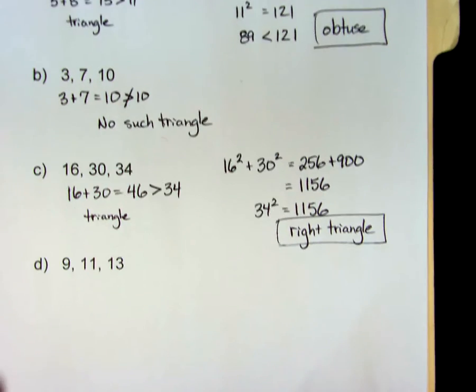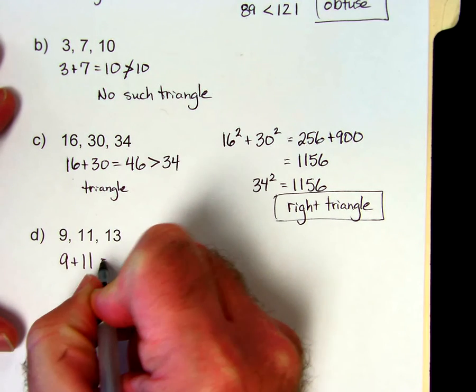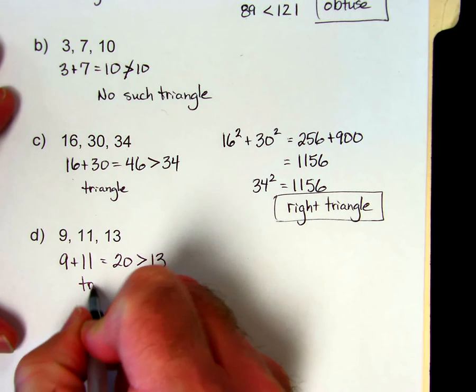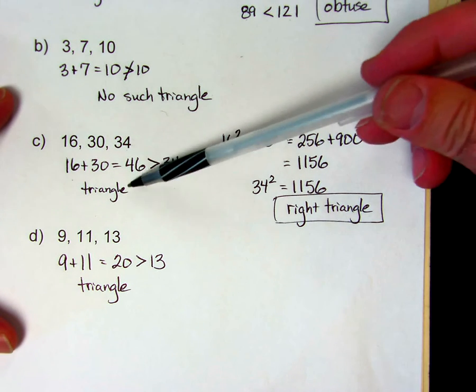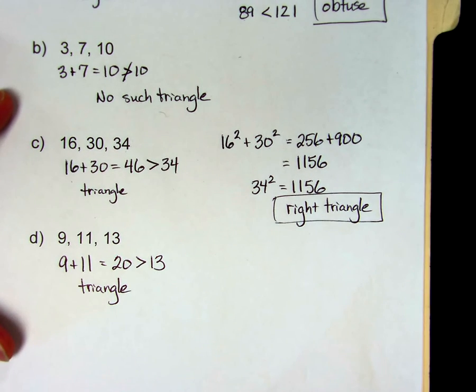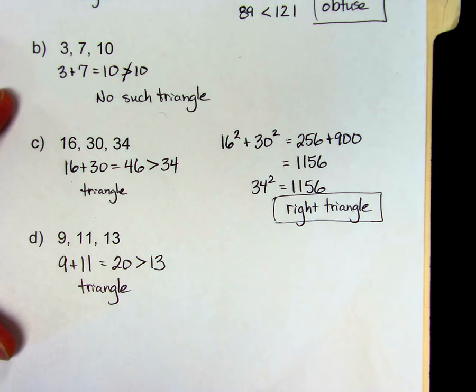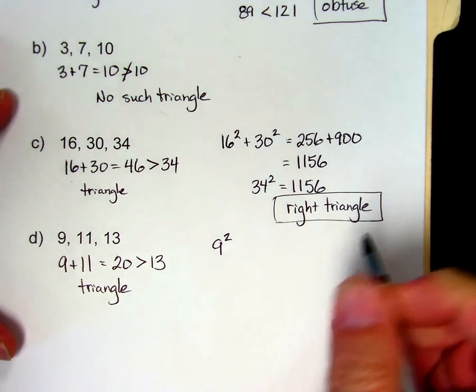All right, finally, example D. If I add 9 and 11, I get 20. 20 is greater than 13. So yes, I have a triangle. Notice in each case, I am demonstrating how I know I have a triangle or not. So I'm showing my work. I'm showing my steps. Okay, if this is to be a right triangle, 13 is the longest side and would be the hypotenuse. Not saying it is the hypotenuse. I don't know if I have a right triangle or not. But it's a possible hypotenuse.